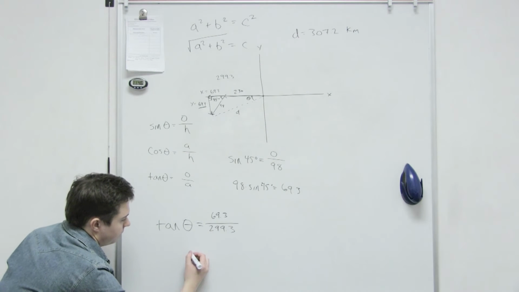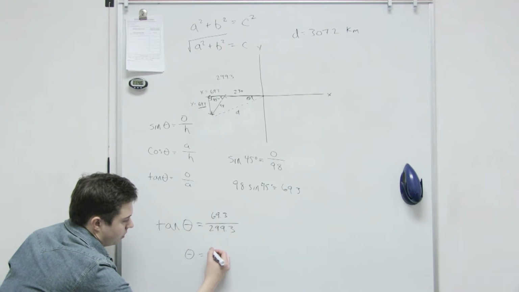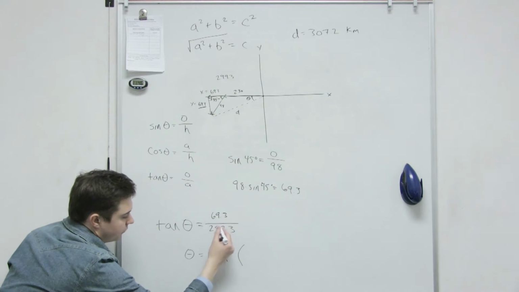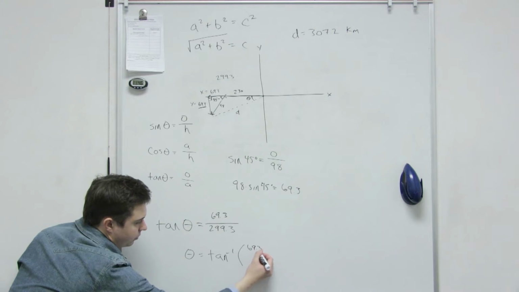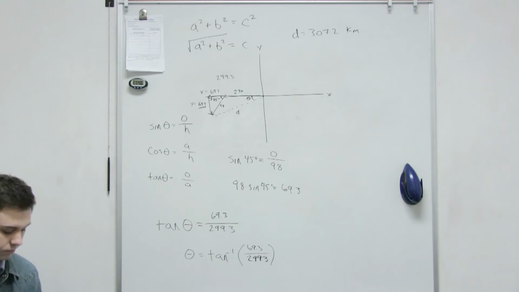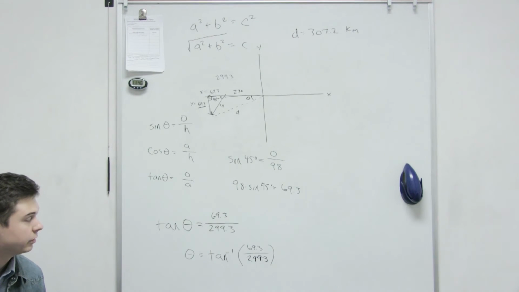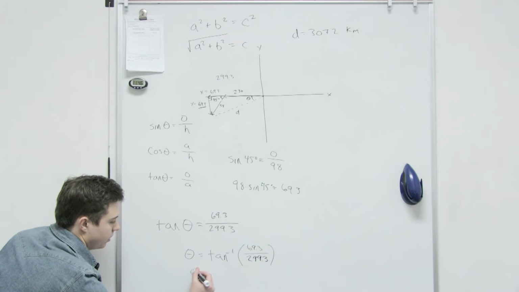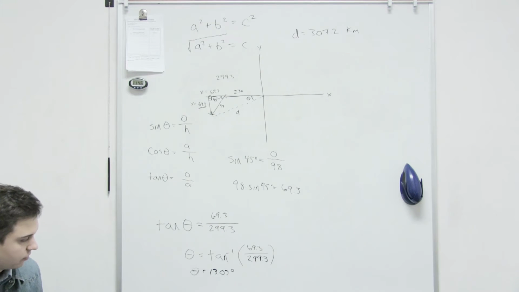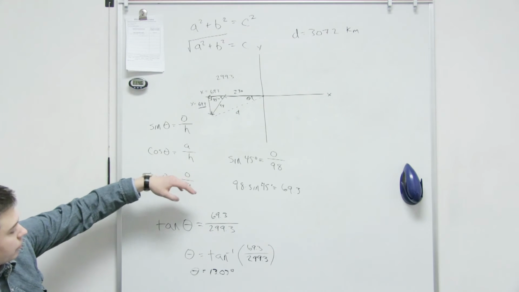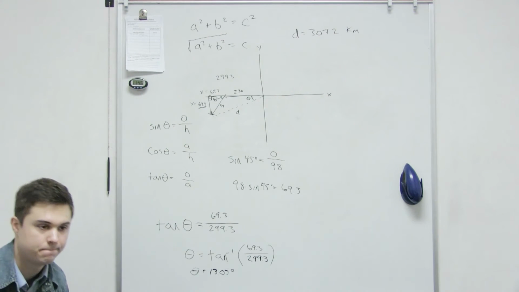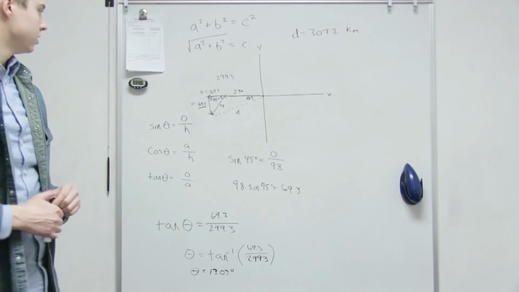To get theta by itself, we're going to do inverse tangent of whatever this ends up being. So inverse tangent of 69.3 divided by 299.3 gives 13.03. So theta equals 13.03 degrees. To give that number some context, we would say 13.03 degrees below the negative x-axis. Does that make sense?